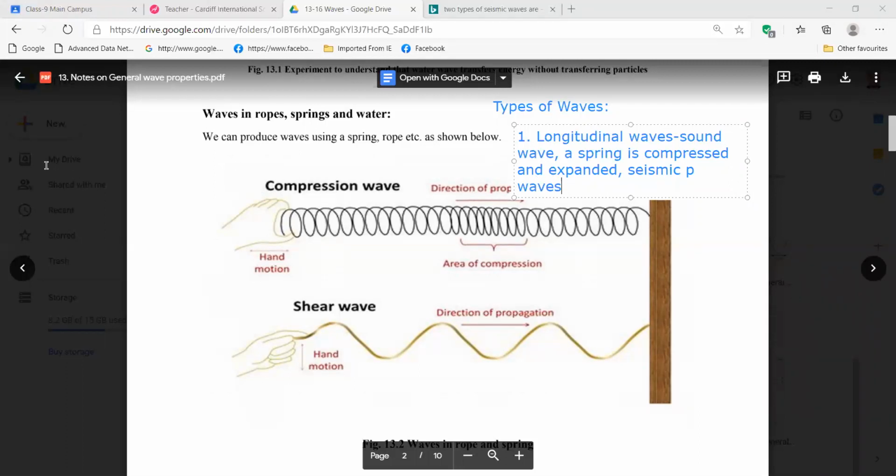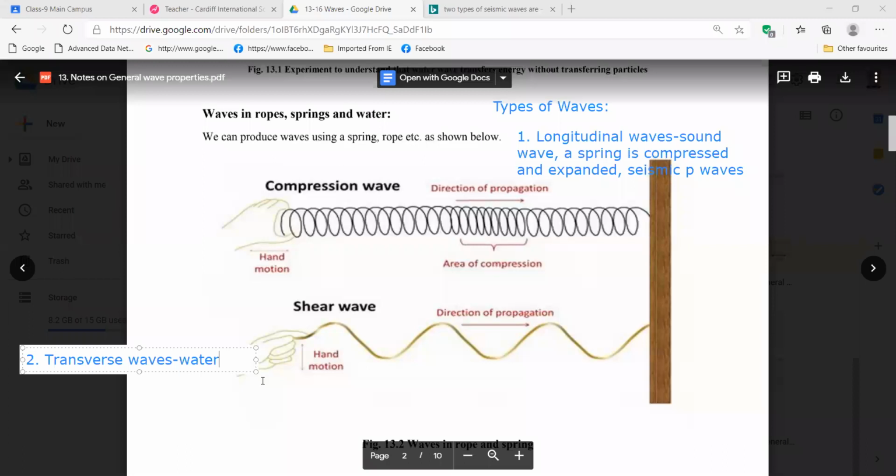Okay. Then now another type. I'm writing here, 2. In your copy, write one after another. But here I'm writing at the corner because here we have space. Then there are transverse waves. Do we need to draw these diagrams again? No, you do not draw now. I am writing the examples. You do it first. Whatever you did that day, you keep it there. Okay, now we are doing the examples. Water waves.